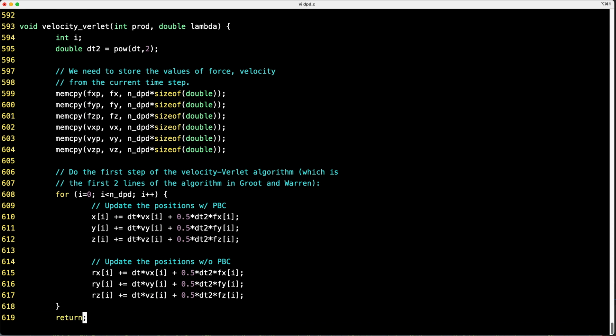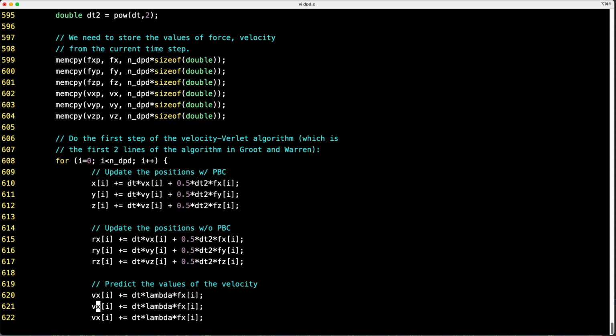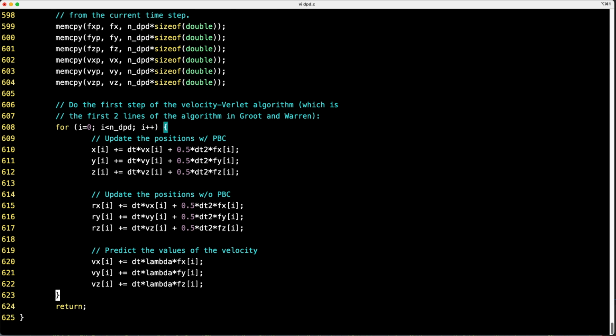Okay, so now we've got our coordinates updated. And now what we need to do is predict the values of the velocity. So what I mean is, if you look in the paper, in Groot and Warren, vxi will be equal to vxi plus dt times lambda times fxi, and the same for y and z. Okay, so we've got our new positions and our predicted values of the velocity.